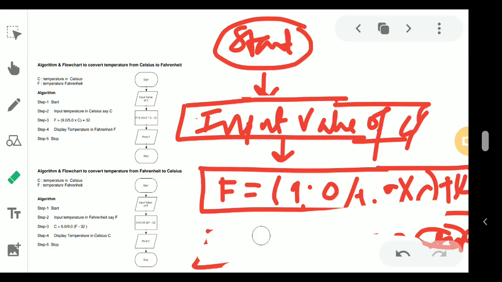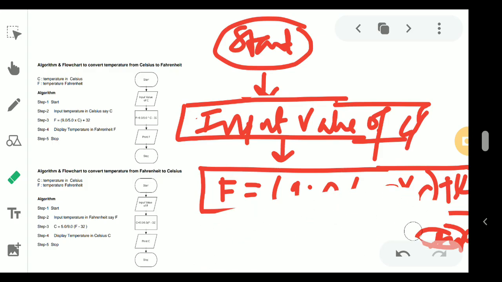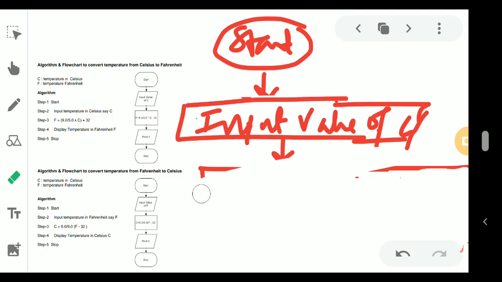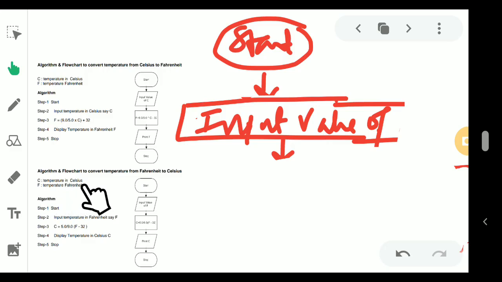The next one says that you have to draw a flowchart and write an algorithm for temperature conversion from Fahrenheit to Celsius. Okay, so we have to do Fahrenheit to Celsius conversion. So here I'm initializing that C is your temperature in Celsius, F is temperature in Fahrenheit. So what does the algorithm say? Step 1 is start. Step 2, input the temperature in Fahrenheit, say F.